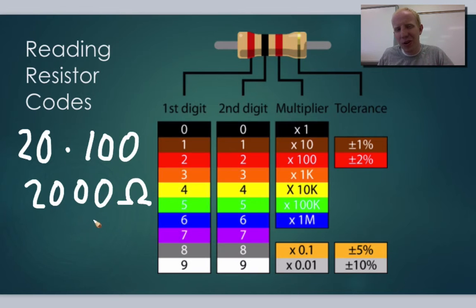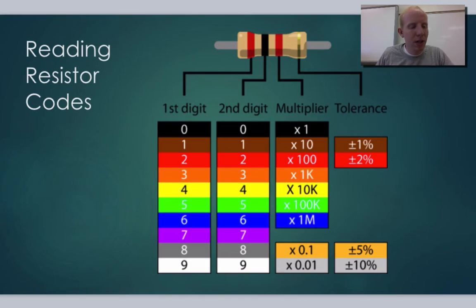But don't worry too much about the tolerance. It's just saying how accurate that resistance is, okay? So a band that's brown or red is very close to that measurement. Something that's gold or silver is very relaxed. It's around that area. But don't worry too much about the tolerance. Just focus on getting the resistor value, okay?